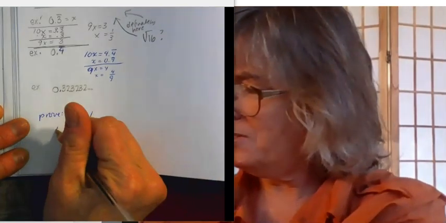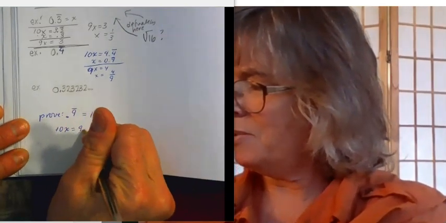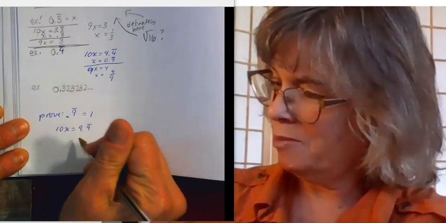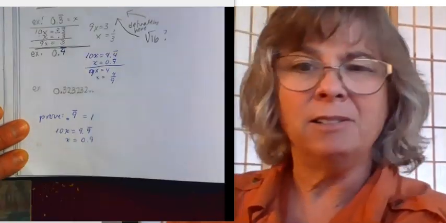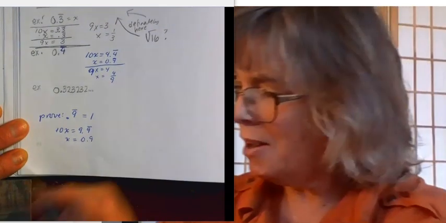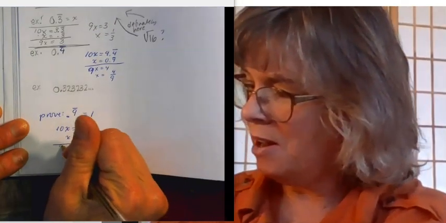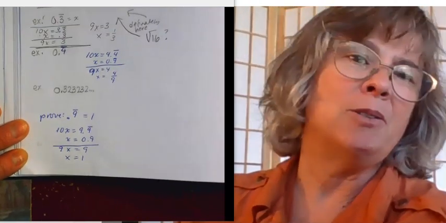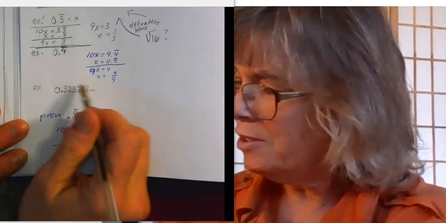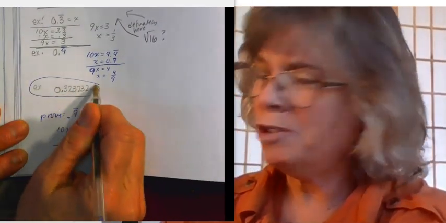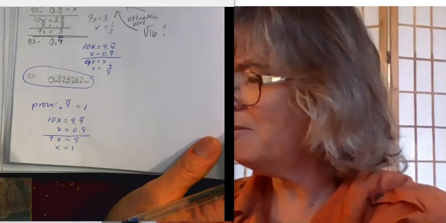So if you have 10x equals 9.9 repeating, and just plain old x equals 0.9 repeating, are we okay with that? Then I subtract, and I've got 9x equals 9, and then when I divide, I get x equals 1. Oh, how cool. Okay, so let's go back and look at what if it's two numbers that are repeating.